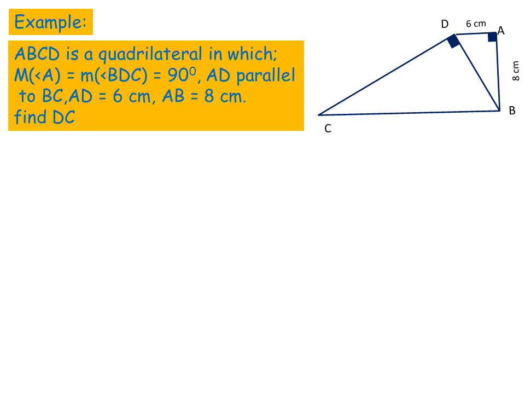Now let's see another example. In this example, ABCD is a quadrilateral in which measure of angle A equals measure of angle D equals 90 degrees, and AD is parallel to BC. AD equals 6 centimeters, AB equals 8 centimeters, and the request is to find the length of DC.